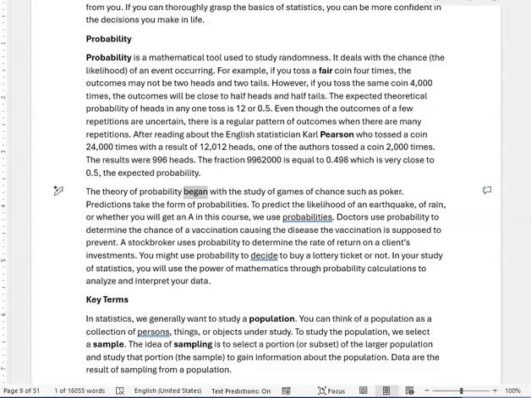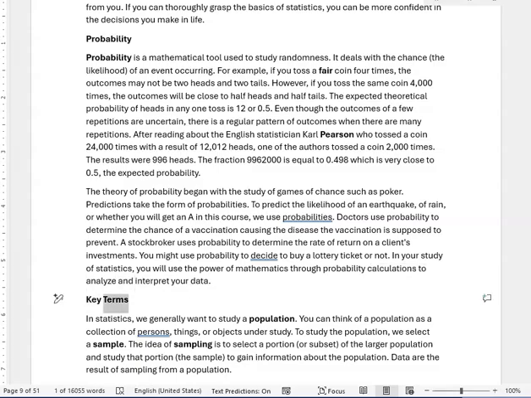The theory of probability began with the study of games of chance such as poker. Predictions take the form of probabilities. To predict the likelihood of an earthquake, of rain, or whether you will get an A in this course, we use probabilities. Doctors use probability to determine the chance of a vaccination causing the disease the vaccination is supposed to prevent. A stockbroker uses probability to determine the rate of return on a client's investments. You might use probability to decide to buy a lottery ticket or not. In your study of statistics, you will use the power of mathematics through probability calculations to analyze and interpret your data.